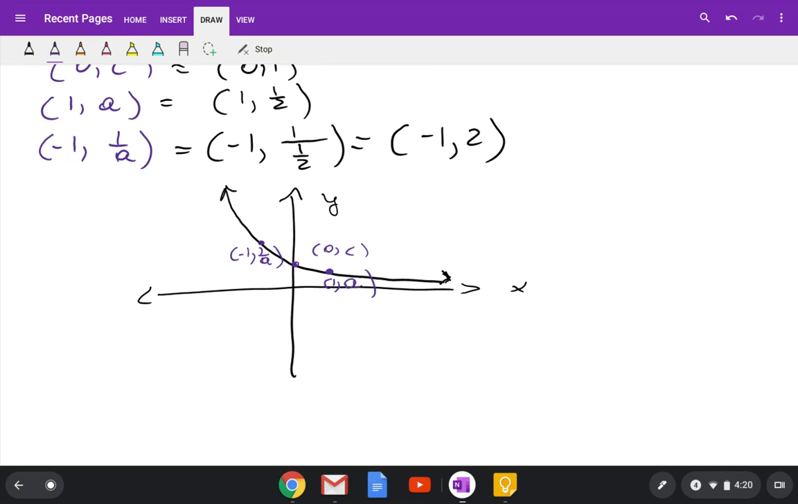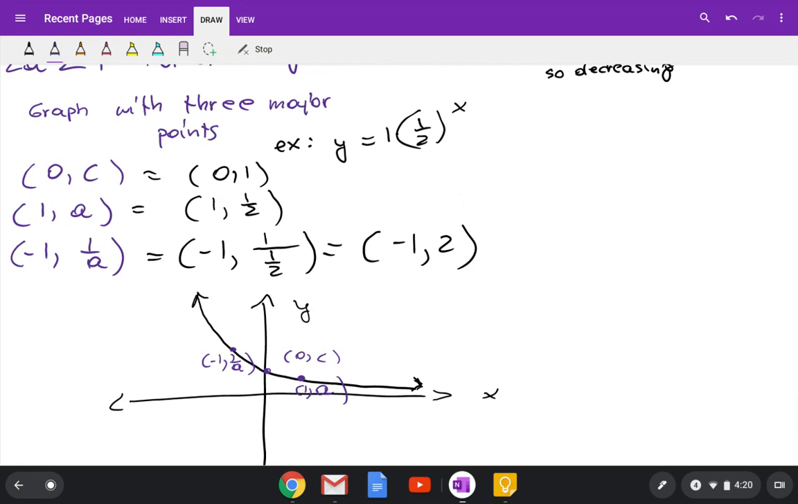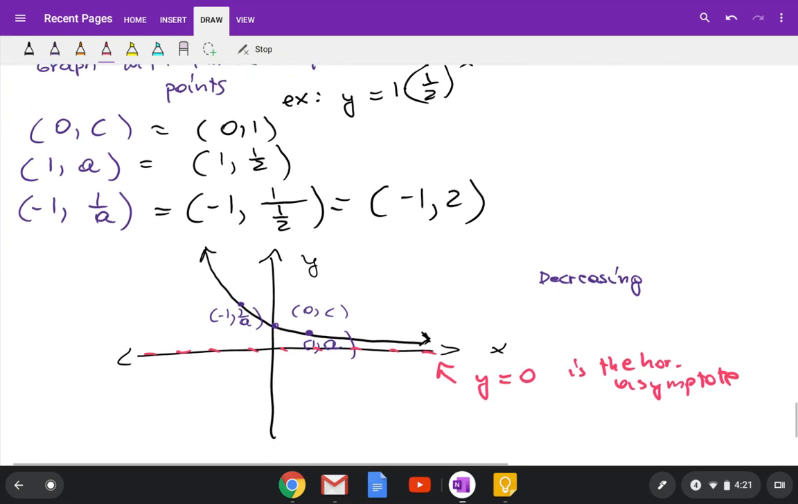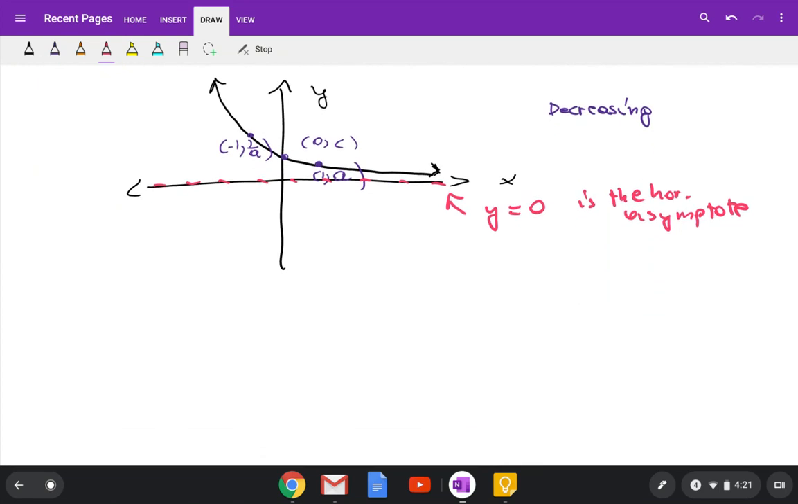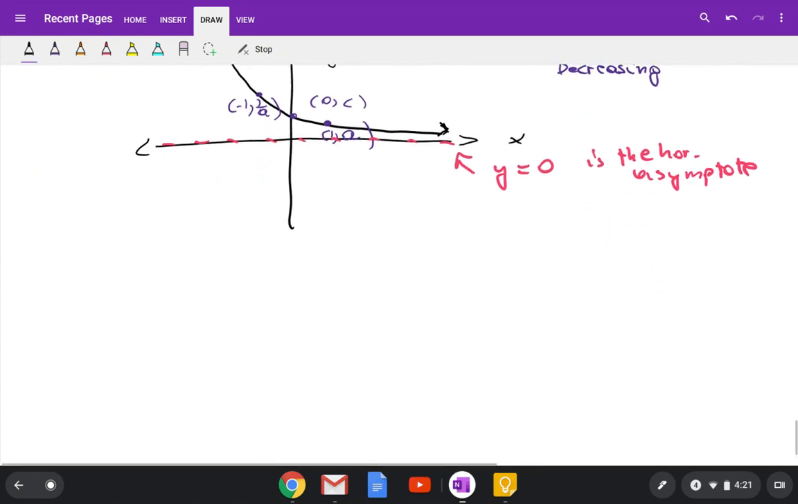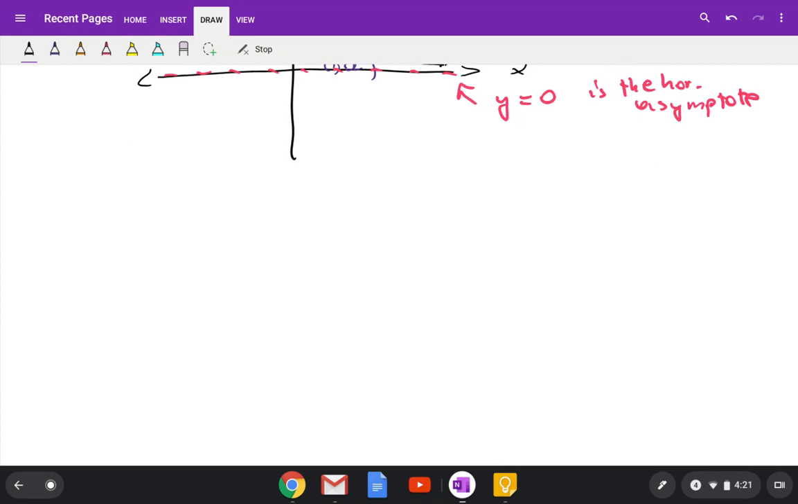So for decreasing, the rest is the same. Domain is the same, the horizontal asymptote is the same, and range is the same. So again, don't forget that y equals 0 is the horizontal asymptote. So your exponential graph can be increasing or decreasing. Okay, next one. Let's talk a little bit about graphing.